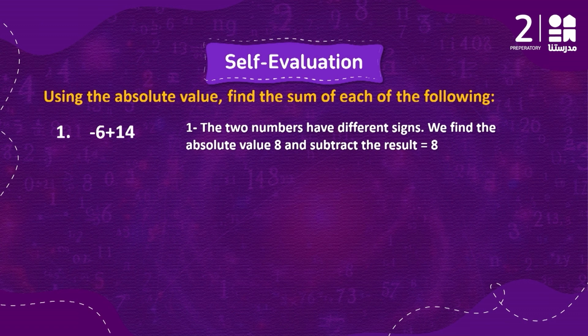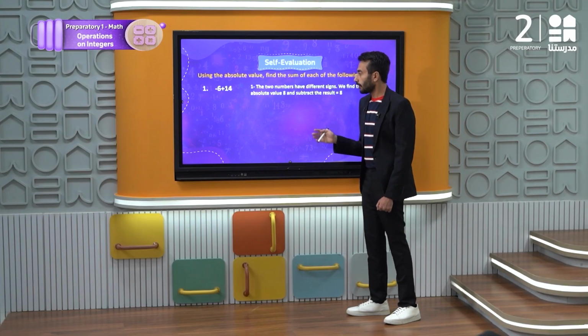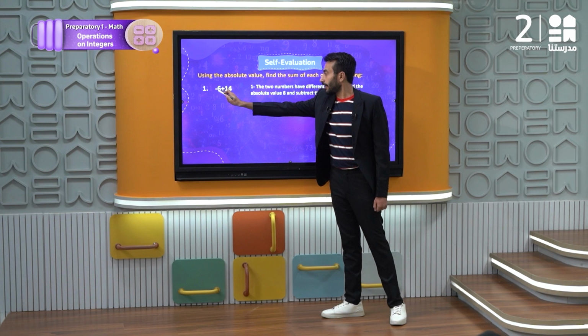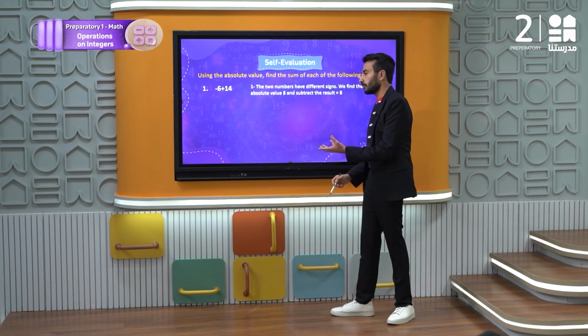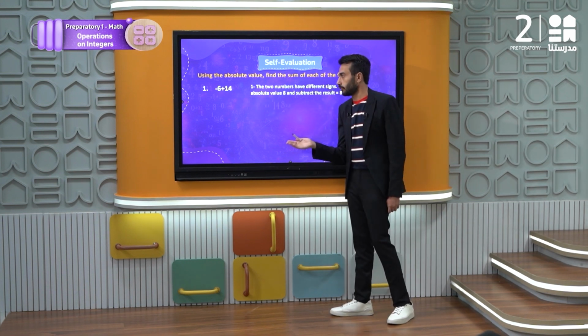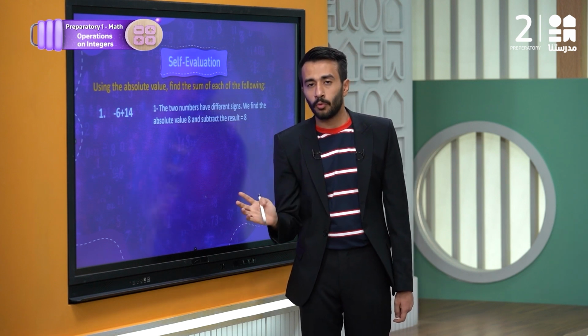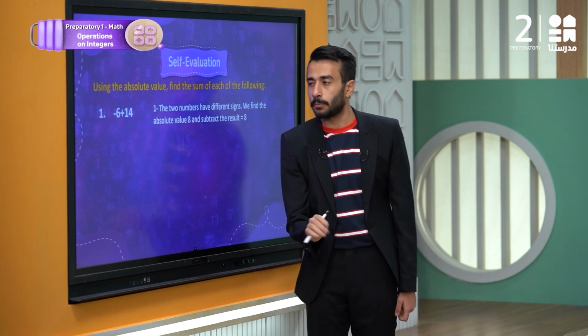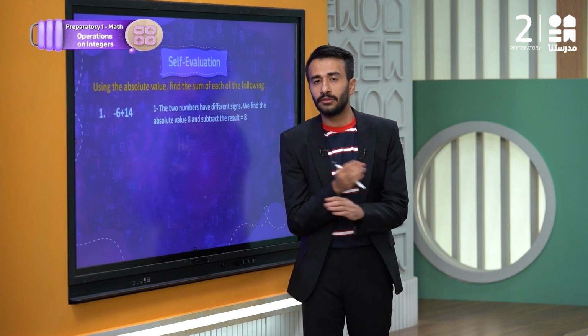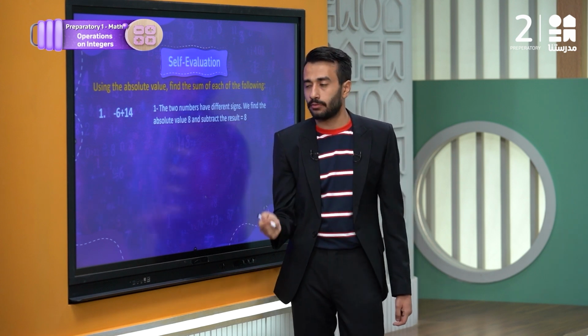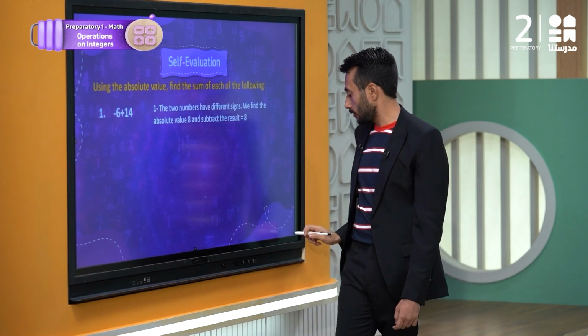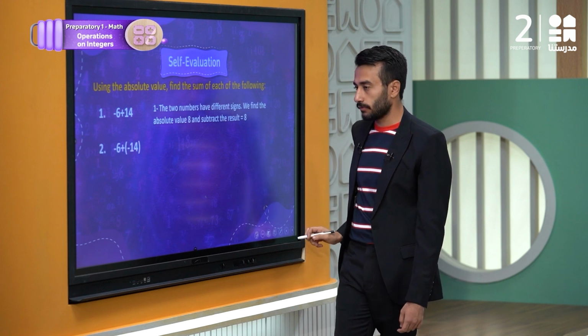Here we have negative 6 plus 14. The two numbers have different signs, as you can see. This is negative, this is positive. We find that you move negative 6, it means to the left direction, and positive 14 to the right direction. Which direction do you move more? Positive, so the answer must be positive. And because they are different directions, we subtract. What's 14 minus 6? 8. So the answer must be positive 8.